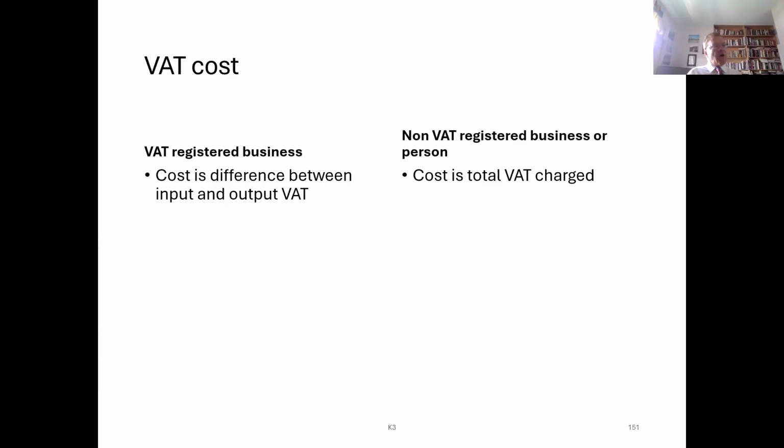In terms of the VAT cost for a registered business, the cost is the difference between the input and output VAT. Hopefully, if they're making a profit, generally speaking they're going to be paying VAT because their output VAT will be bigger than their input VAT. One of the main exceptions to that is where they supply zero-rated goods, and that includes exports. With a non-VAT registered business or person, the cost is the total VAT charged to them by suppliers.